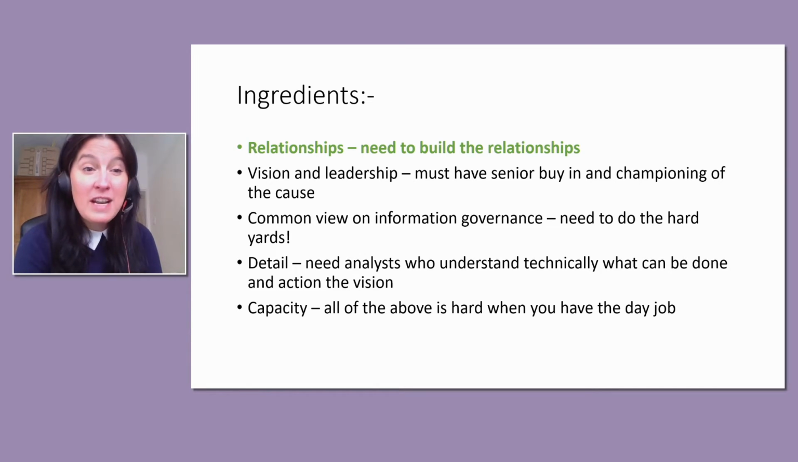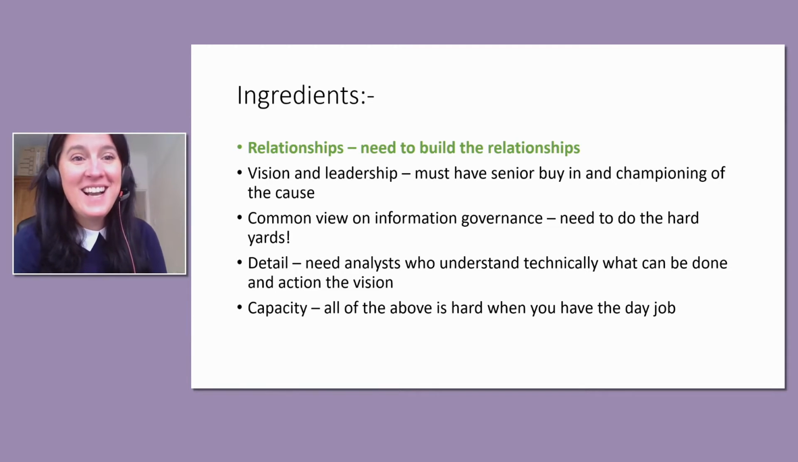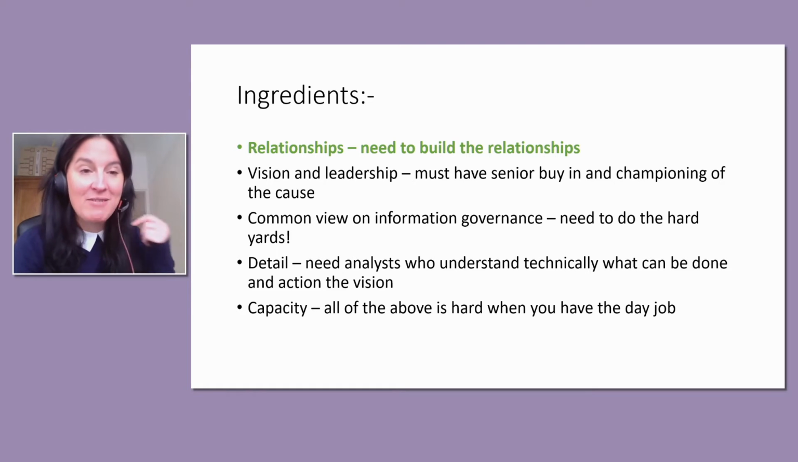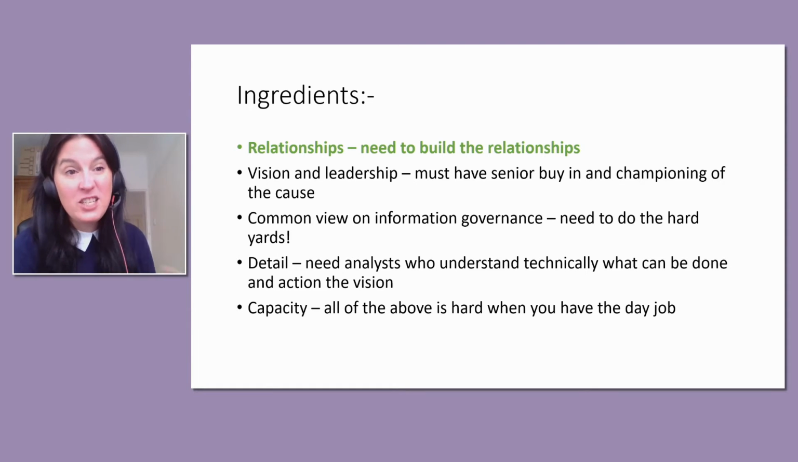I think the other ingredient is definitely the vision and the leadership. You've just got to be quite tenacious and just keep going. And I think I basically just got on everybody's nerves for ages. And it's hard when you've got the day job and capacity constraints. I've listed that at the bottom, but you've really just got to stick at it and keep going.